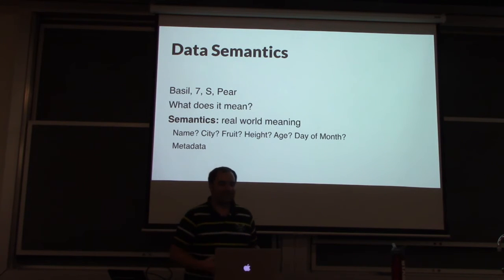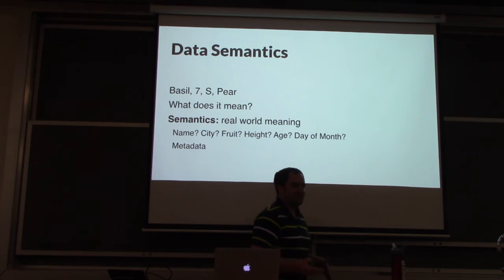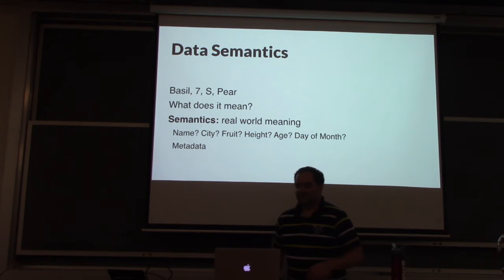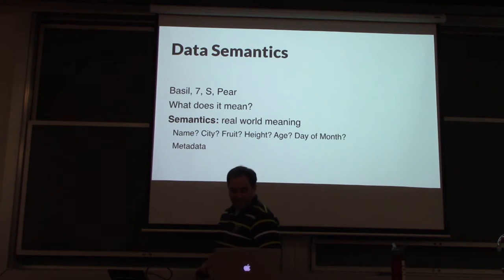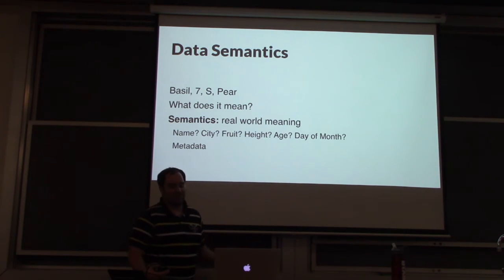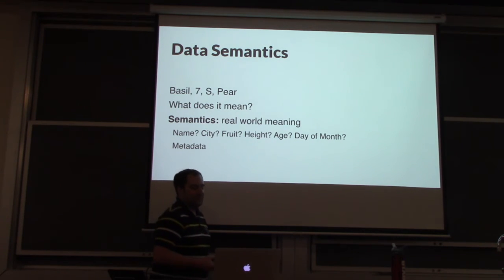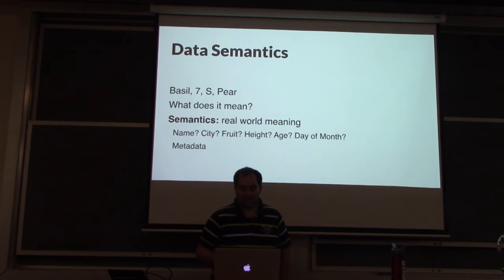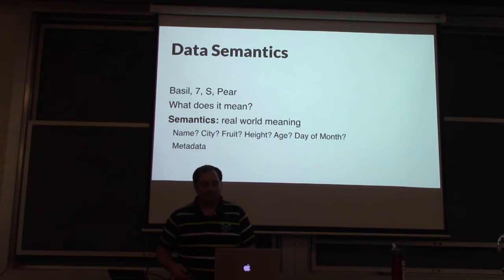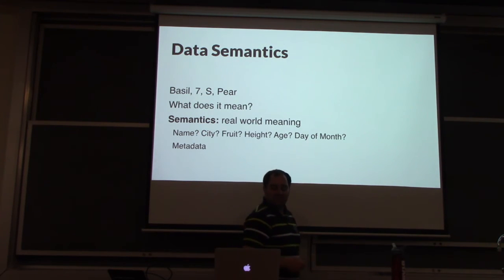Data have semantics, and the semantics are something that computers usually are not great at capturing. So if I have this data vector here, Basil, 7, S, pear, what does it mean? It's kind of meaningless for us. It could be a name, a city, a fruit, height, age, day of month. So what we need here is metadata that describes what this means.